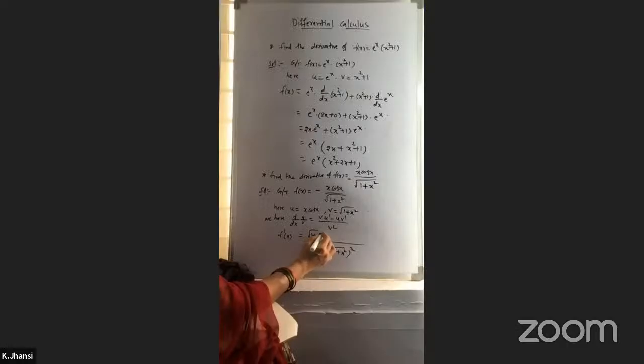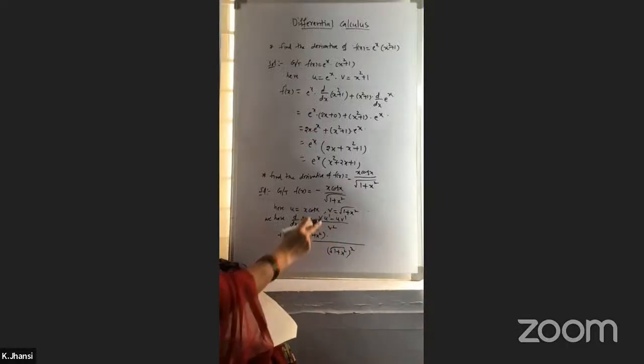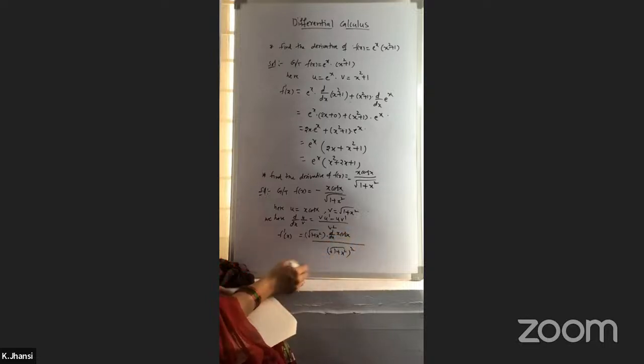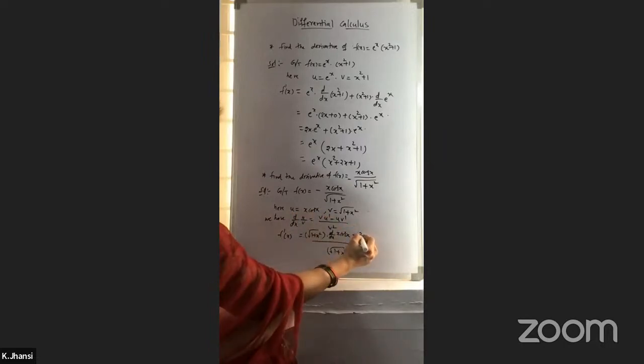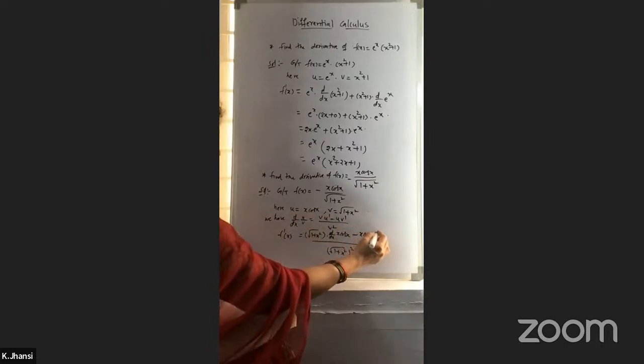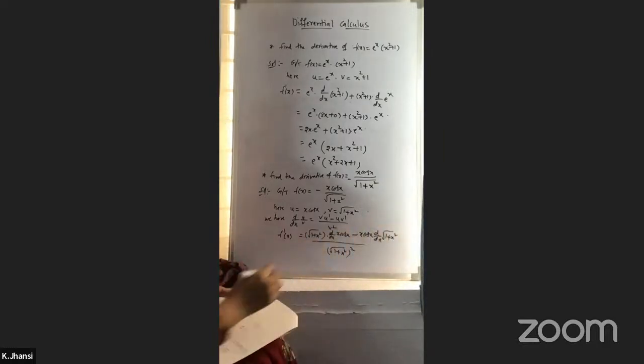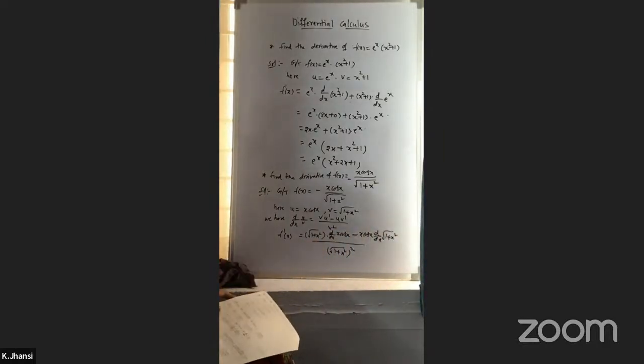1 plus x square into u dash. U dash is this one. That is, you can write here d by dx of x into cos x. Okay. Minus u into, u is x cos x, into d by dx of root 1 plus x square.